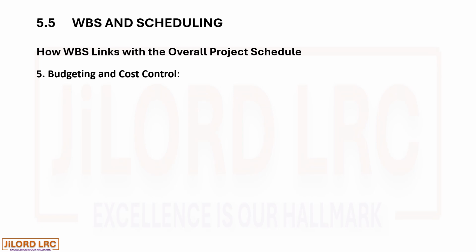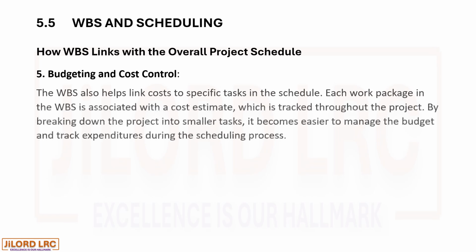5. Budgeting and cost control. The WBS also helps link cost to specific tasks in the schedule. Each work package in the WBS is associated with a cost estimate, which is tracked throughout the project. By breaking down the project into smaller tasks, it becomes easier to manage the budget and track expenditures during the scheduling process.